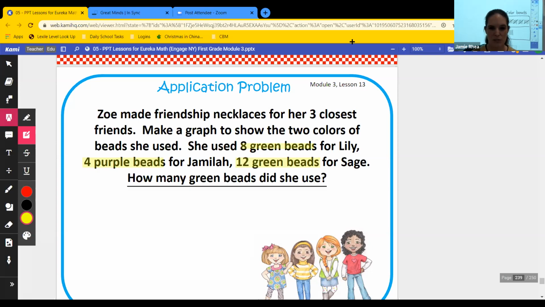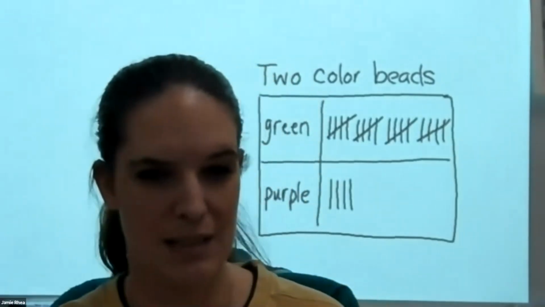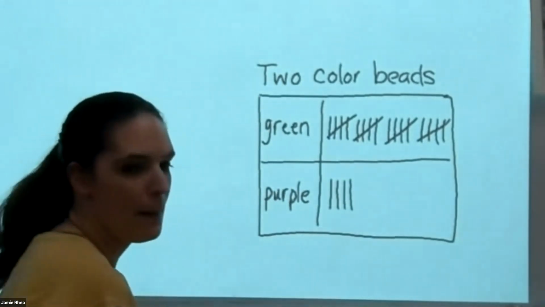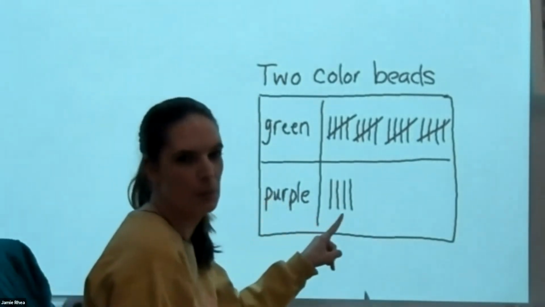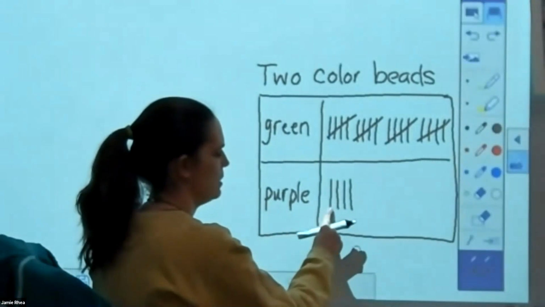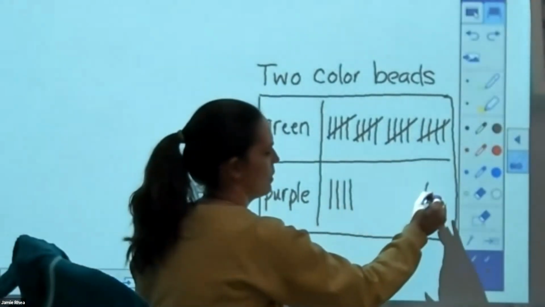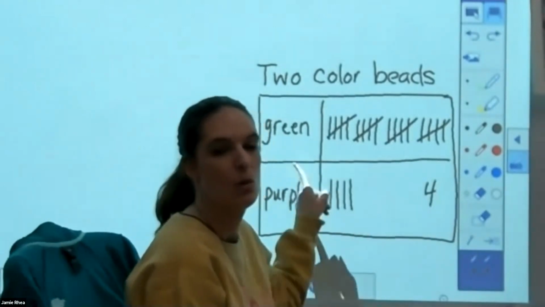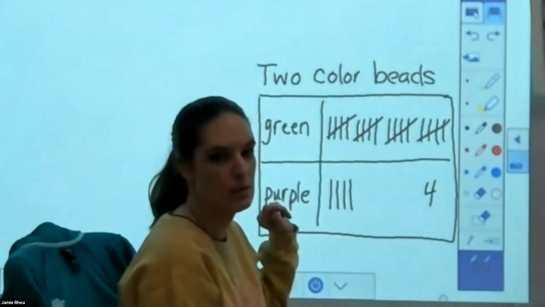So I'm going to stop sharing just for a second so you can see a little better what I had. Now, let's count. How many beads did she use? I'm going to count my purple first because there's not as many. Let's count. 1, 2, 3, 4. I had 4 purple beads, but we didn't want to know how many purple beads we used. We want to know how many green beads we used.